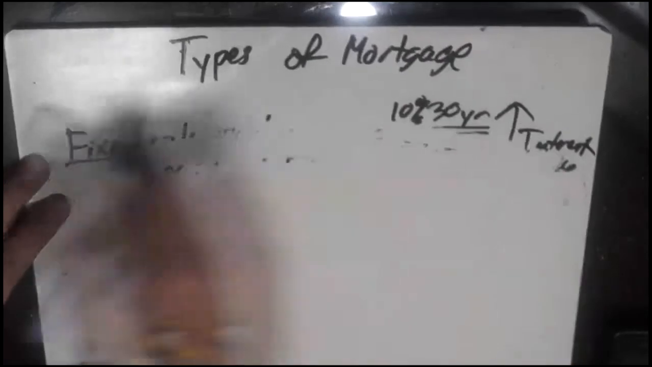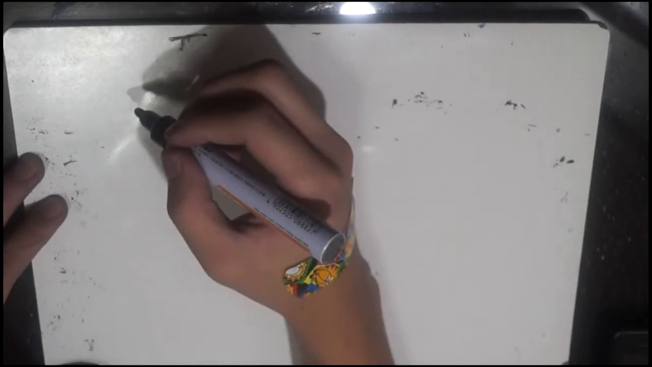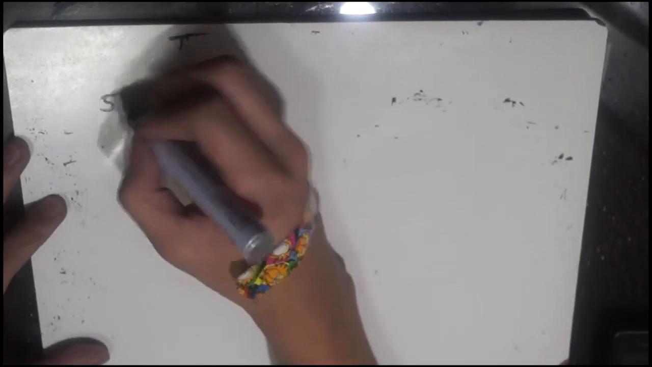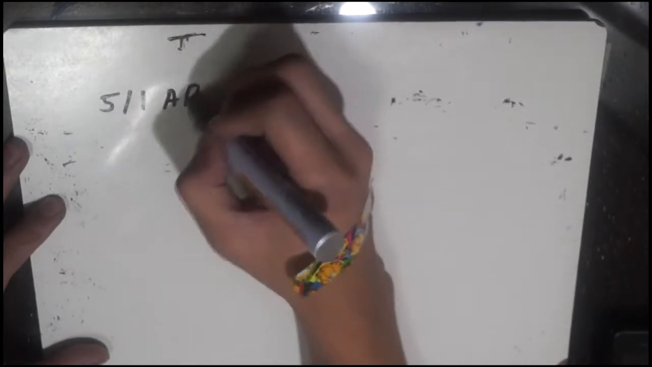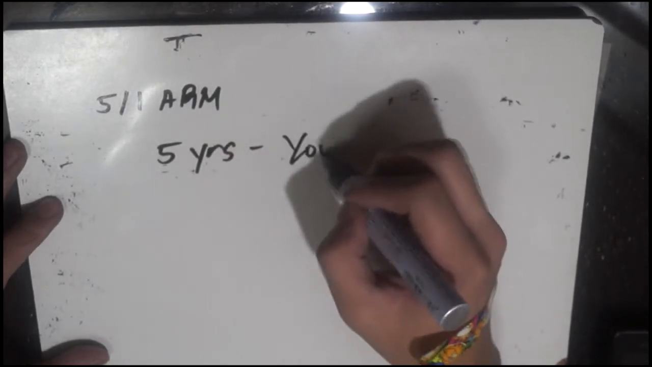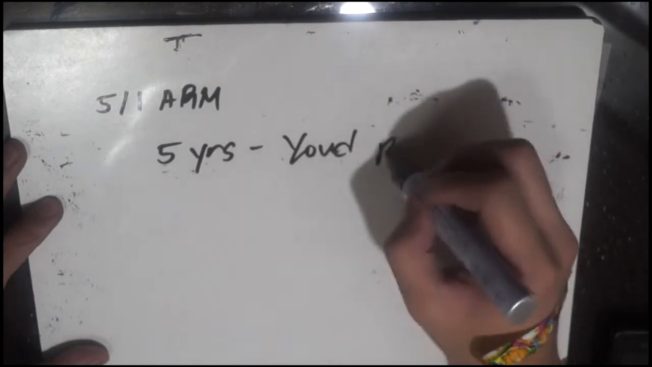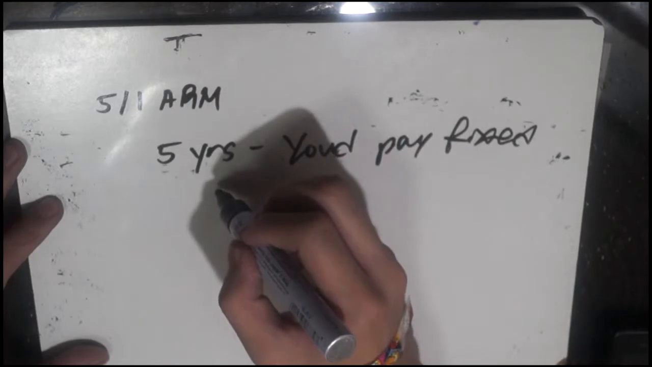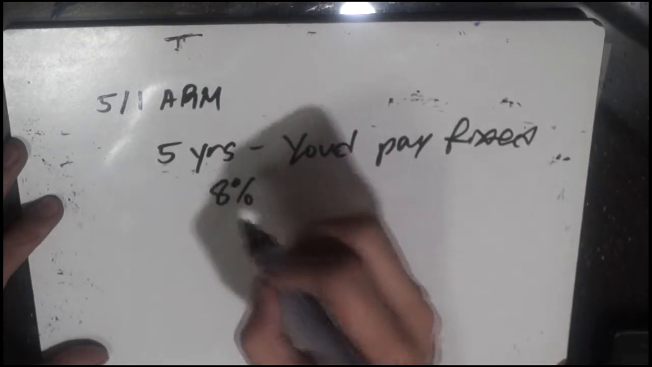Now there's a hybrid between an adjustable rate mortgage and a fixed rate mortgage. It's called a 5-1 ARM. So it's a 5-1 adjustable rate mortgage. The 5 means that for the first 5 years, you're gonna pay at a fixed rate. Let's say you'd pay 8%.